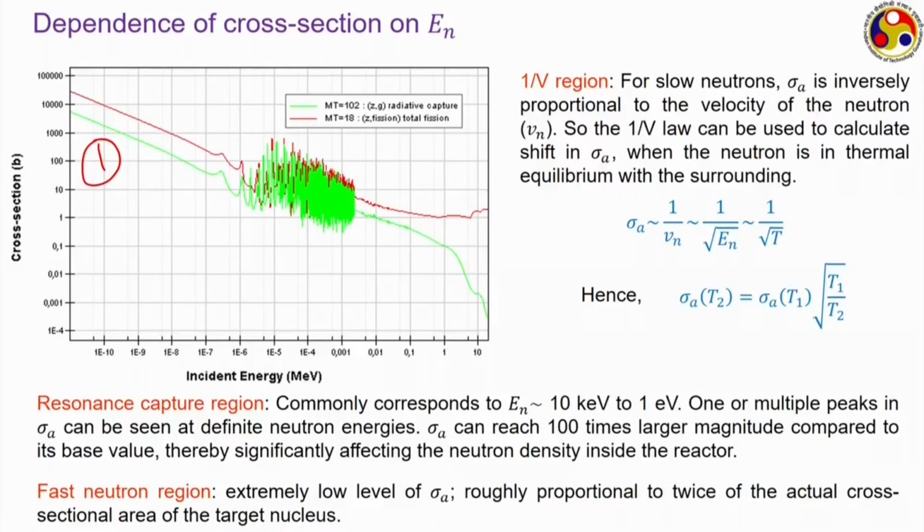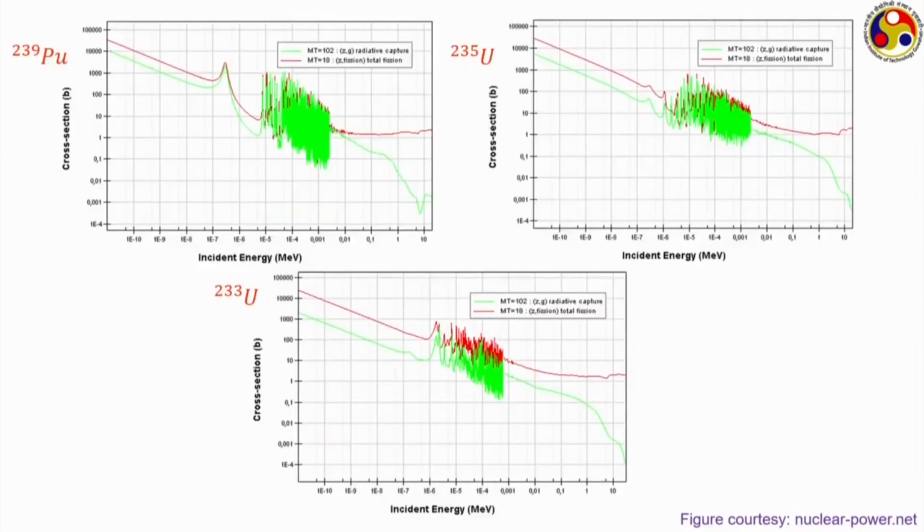We have the 1 by V relation applicable for the slow neutron or thermal neutron level. Then we can have a resonance capture zone where there are several peaks of cross section, and then there is a fast neutron region which is not very commonly used or considered while analyzing thermal reactors.